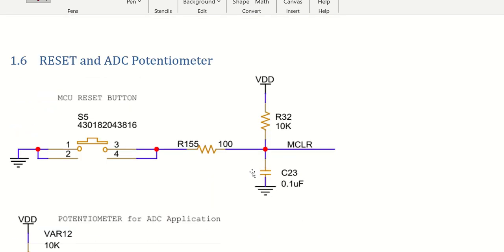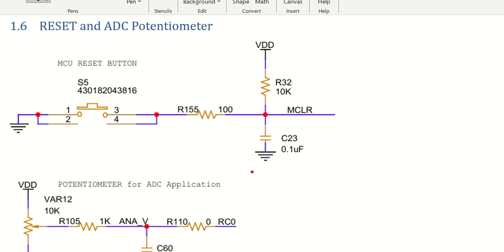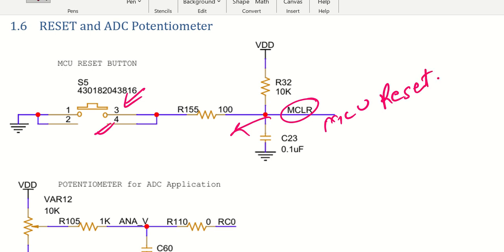Coming back to the next part, we have reset and the ADC potentiometer. The reset button is this. Once you press this, what will happen? This will get grounded. This is how the MCLR pin will get grounded, and MCU reset will happen. So if there is a problem or functionality issue in the microcontroller and you wish to reset, you just have to press this particular button and it will be reset.